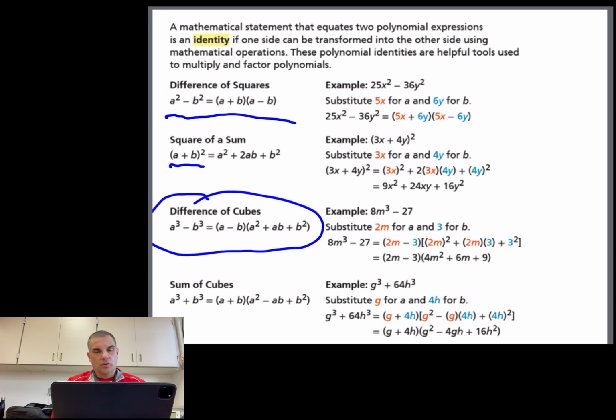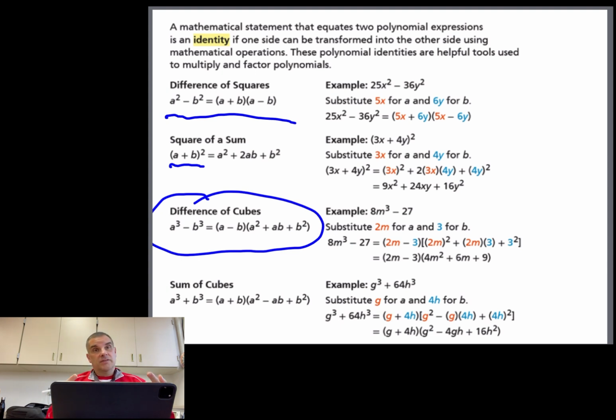For their example, they had 8m cubed minus 27. My a value is the cube root of 8m cubed, which is just 2m. The cube root of 27 is just 3, so that's my b value. And we just plug the numbers into the formula. So the difference of cubes, a cubed minus b cubed, is a minus b times a squared plus ab plus b squared.